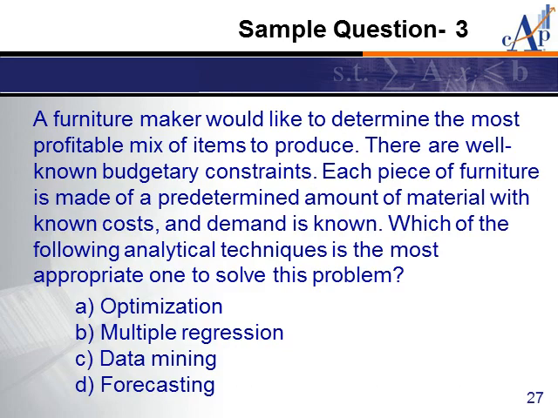Sample question 3. A furniture maker would like to determine the most profitable mix of items to produce. There are well-known budgetary constraints. Each piece of furniture is made of a predetermined amount of material with known cost, and demand is known. Which of the following analytical techniques is the most appropriate one to solve this problem? I'll give you 3 or 4 seconds to think about it, and we'll then discuss the answer. First answer: optimization problem, multiple regression problem, data mining problem, and forecasting method, I'm sorry. So A, B, C, D.